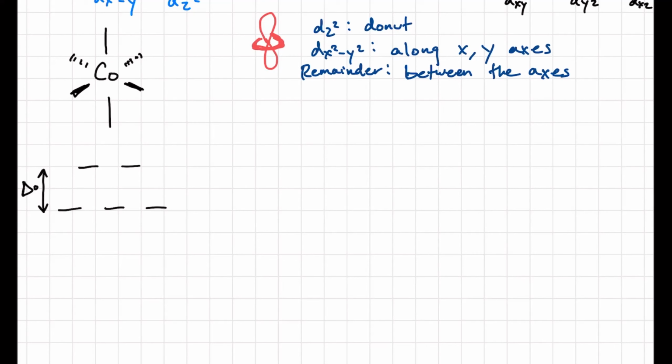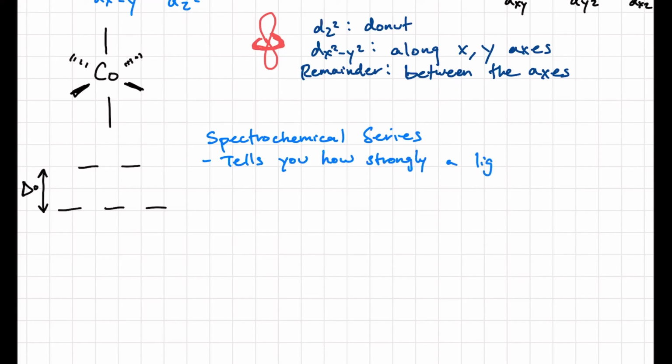And so you probably heard of something called the spectrochemical series. It's on your equation sheet, so you don't need to memorize it. But this tells you how strongly ligands interact with the center, with the metal.